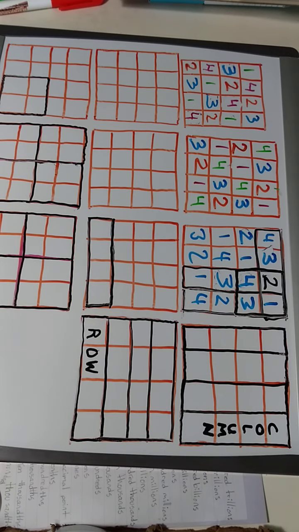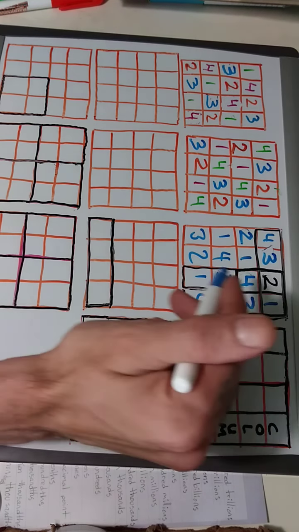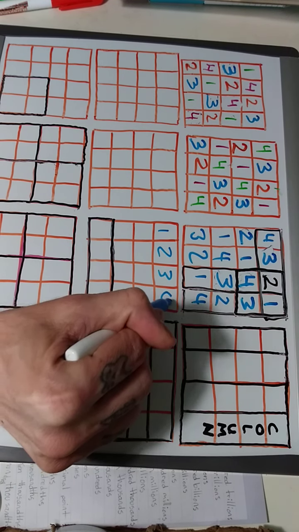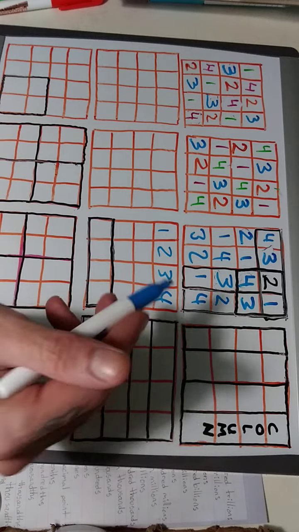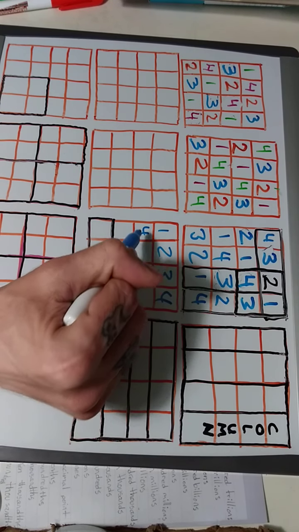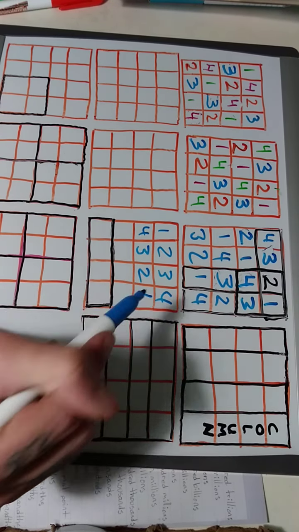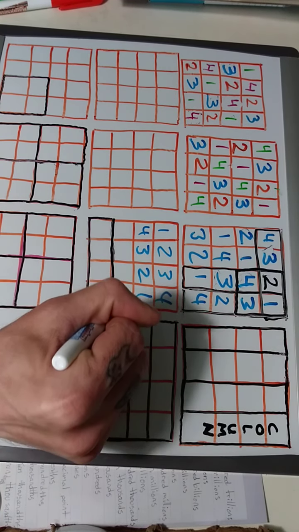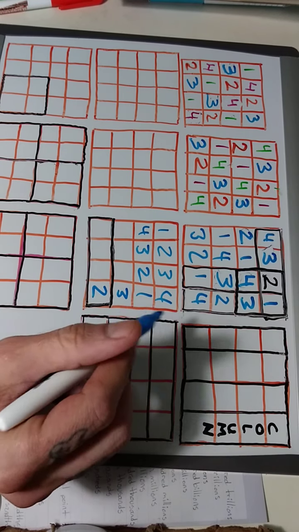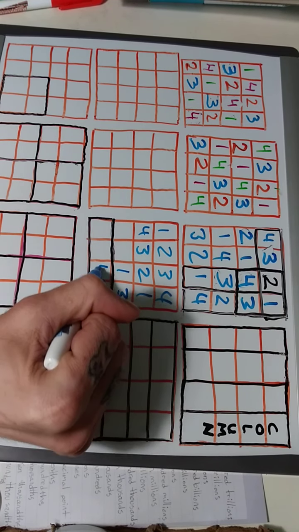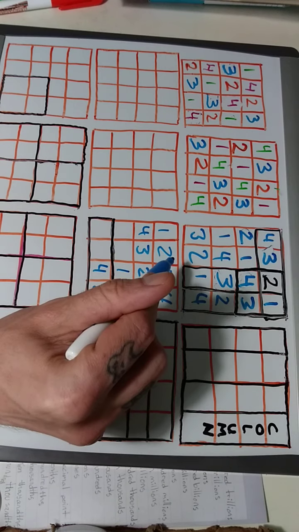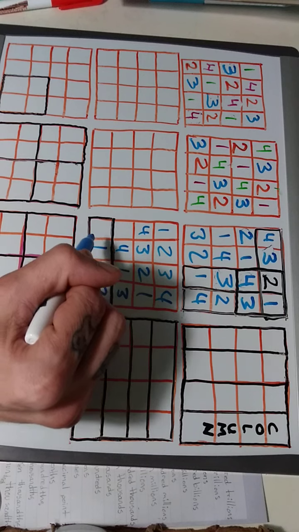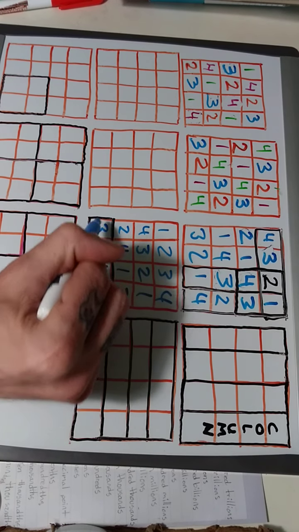I'll just make a few more really quick. So 1, 2, 3, 4 for the top row. For the second row, I'll reverse it. 4, 3, 2, 1. And for this column, I need a 3 and a 2. Here I need a 1 and a 4. For this column, I need a 1 and a 4. And for this column, I need a 2 and a 3.